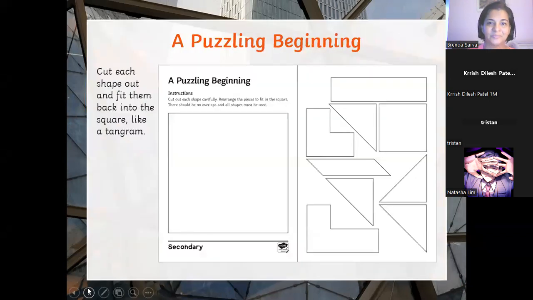Okay? So now in your module, if you notice, I've given you this puzzle. It's a tangram. Have you heard of tangrams before? Have you done this kind of thing before? Sometimes using blocks. Have you played before? Tangrams. Pernah ke? Have you? Krish, Tristan, Natasha? Yes. Oh, sorry, I didn't see the chat.